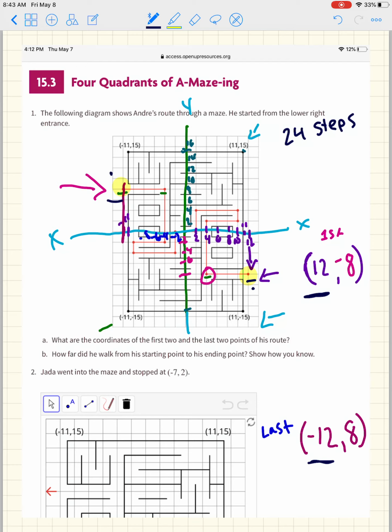And then up and down, from the bottom to the top, we have 8 steps and 8 steps. And so that's going to be 16 steps from the bottom to the top. So he walked 24 steps from left to right and then 16 steps up.